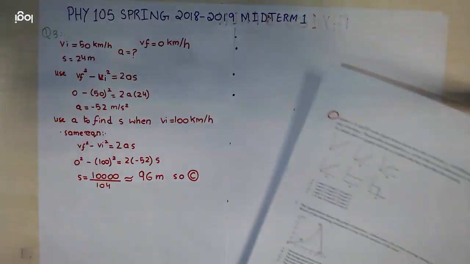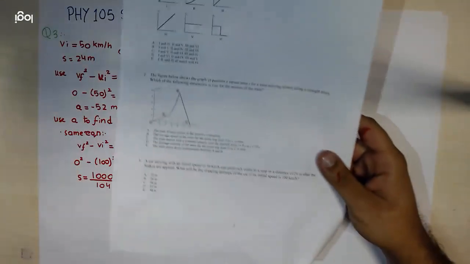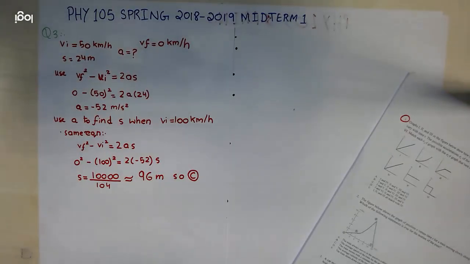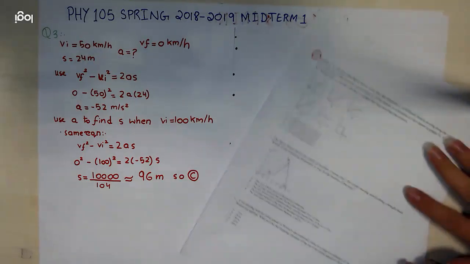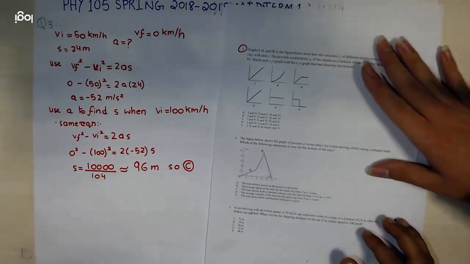So guys, we are solving question 3 now. Question 3 reads as this: a car moving with an initial speed of 50 kilometers an hour can uniformly come to a stop in a distance of 24 meters after the brakes are applied.